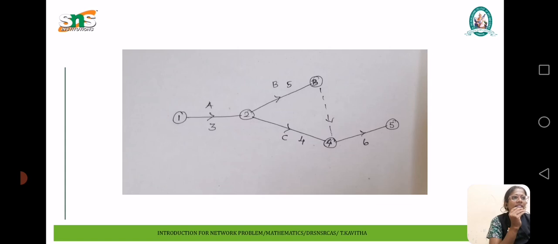Now we calculate two paths. Path 1 is A to B, B to D, with duration 3 plus 5 plus 6, equal to 14 days. Path 2 is A to C, C to D, with path duration 3 plus 4 plus 6, equal to 13 days. The critical path is nothing but the longest duration path. Therefore, in the given diagram, the longest is 14 days. Therefore, the critical path is A to B, B to D. Therefore, the project duration is 14 days.